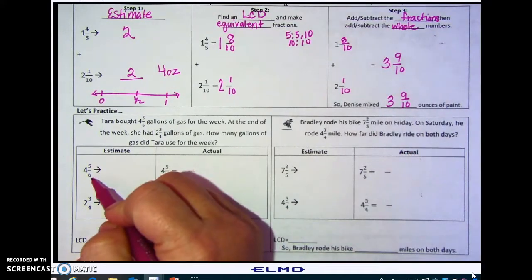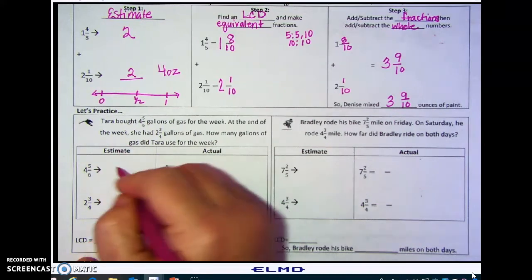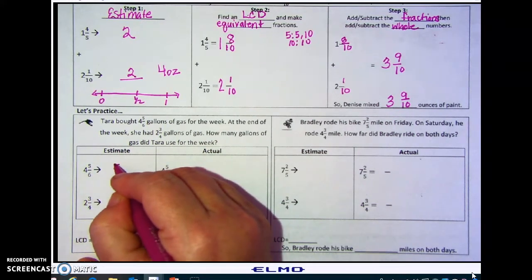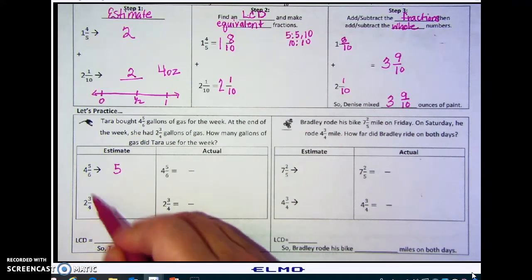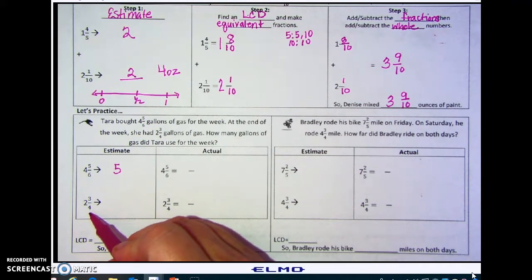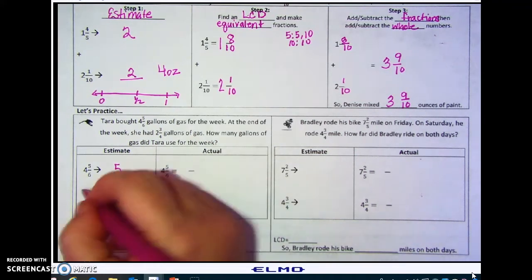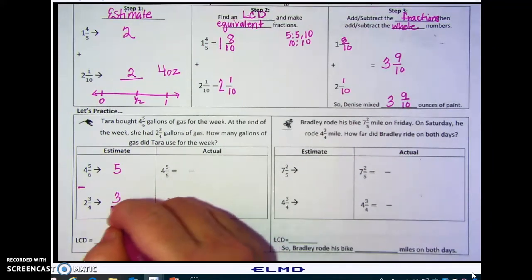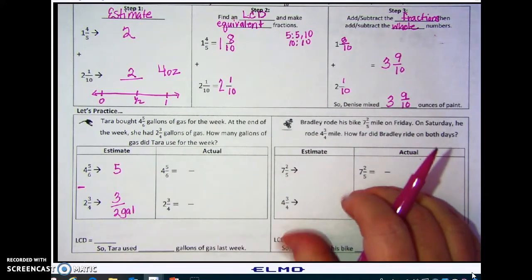So I'm going to look at 4 5/6. 5/6 is almost 1 whole. So I'm going to estimate that as 5. And 2 3/4, that's 3/4, so that's closer to 3. So overall, and I'm subtracting here, I should have about 2 gallons of gas left.